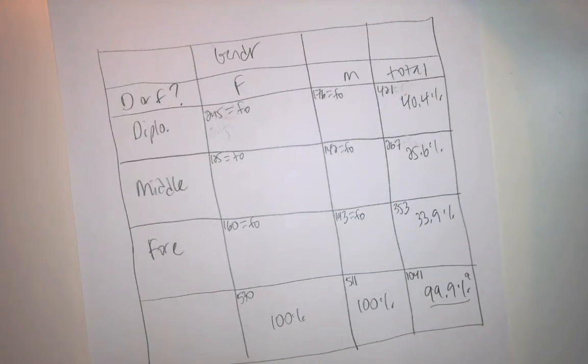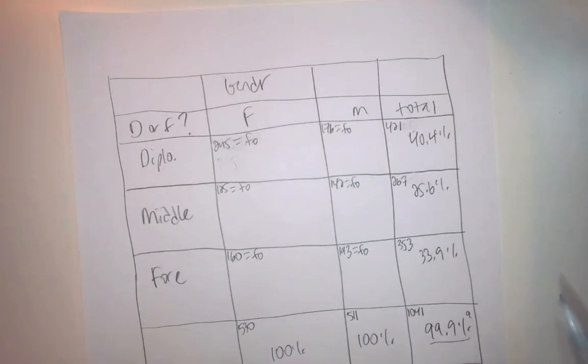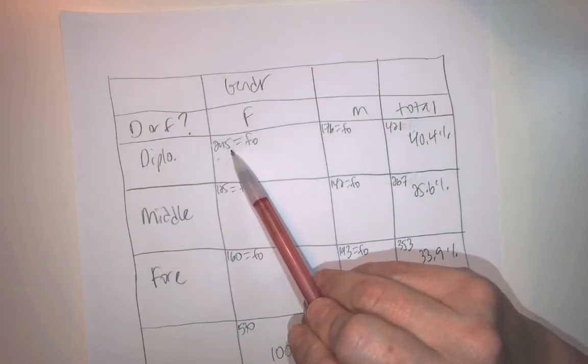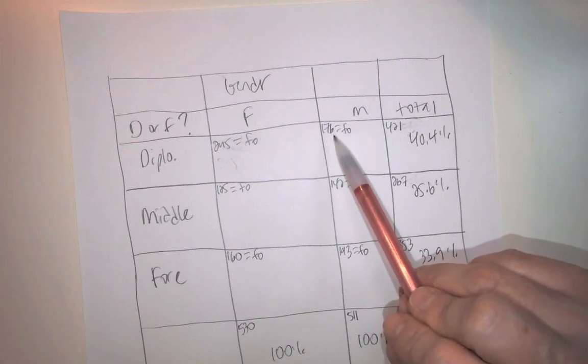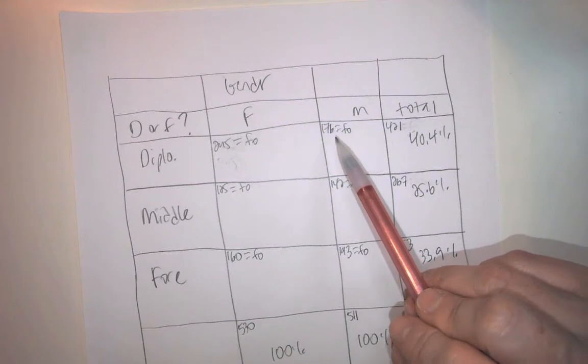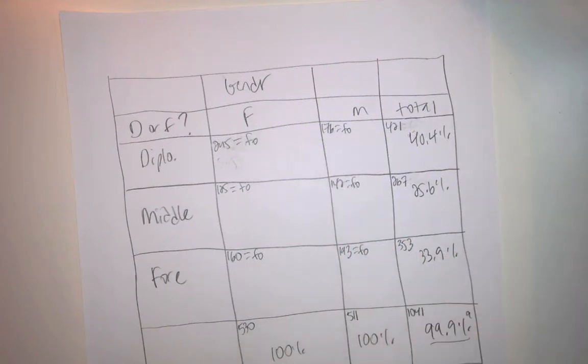Chi-square works by measuring what you expect versus what is actually happening. Our hypothesis for this test is that women favor diplomacy more than men, and we have the data of what actually happened. We know that 245 women supported diplomacy and only 176 men supported diplomacy. The chi-square test will tell us whether this difference is significant between men and women. So we know our observed frequency.